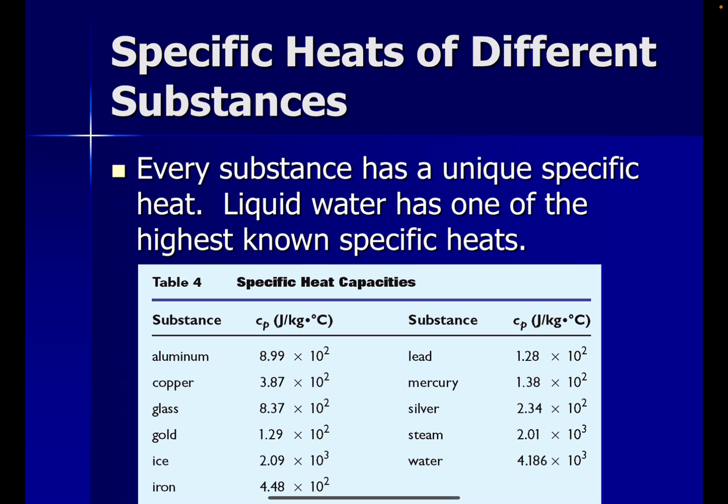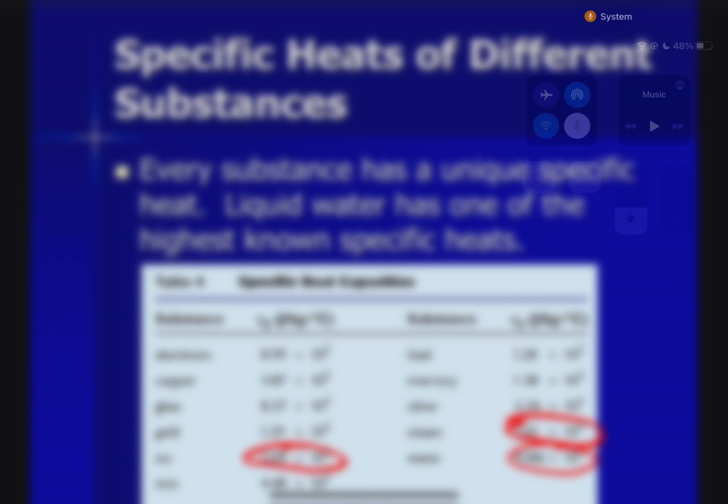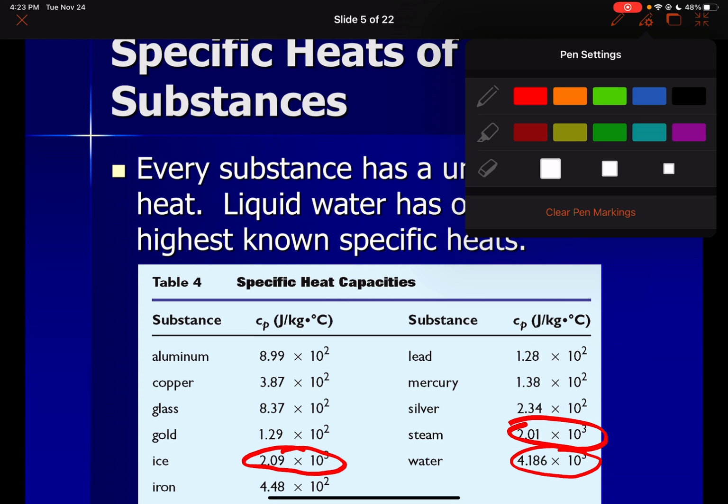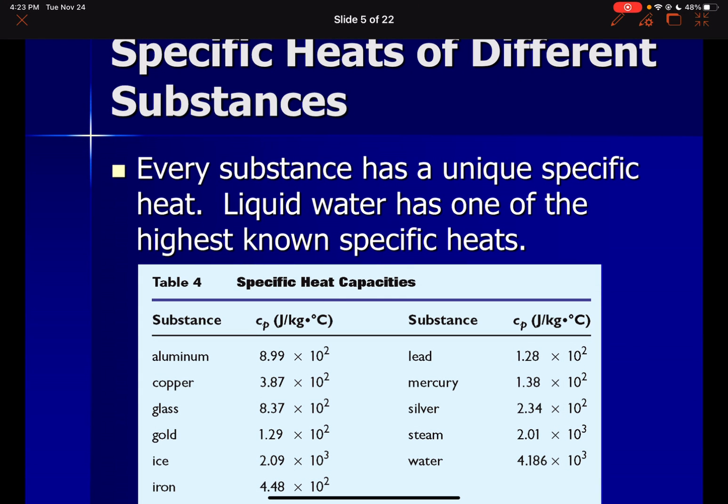Okay, here are some specific heats of objects, just so you can see the different specific heats. They're kind of written funky. I do want you to write them down. Go ahead and write this down on the side of your notes somewhere, because we're going to go over an example later where we talk about these three: steam, water, and ice. So make sure you have steam, water, and ice, all their specific heats written down.